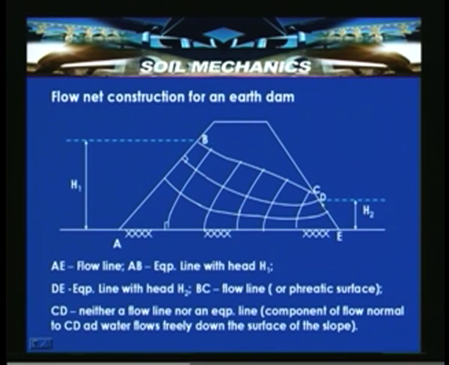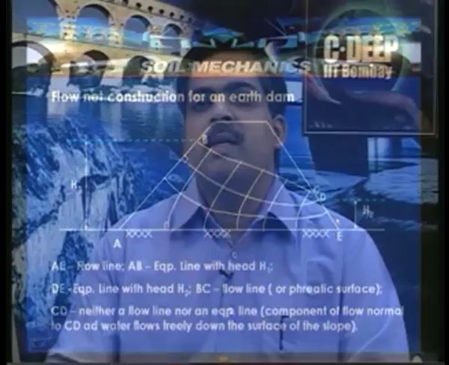Then in this case DE happens to be an equipotential line with head H2. If H2 is equal to 0, then this particular level will come down here, but in this case there is a downstream water level with the head H2. So, DE is the equipotential line with head H2. At all points here the total head is represented as H2 now. Here the pressure head is 0, so whatever the elevations relative to the datum, that is referred to as the total head.